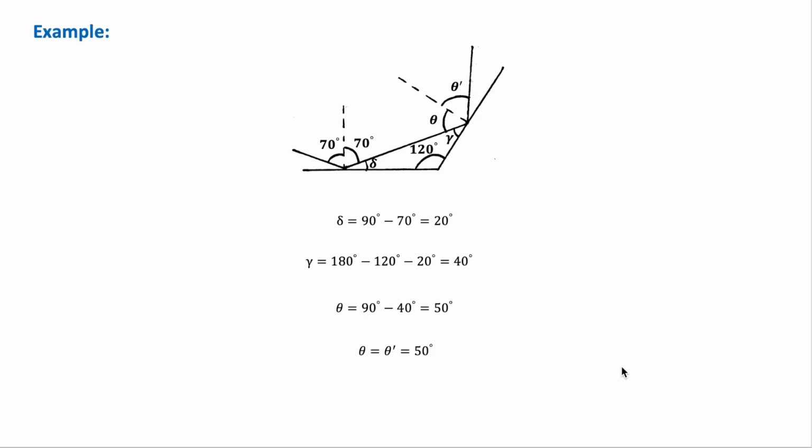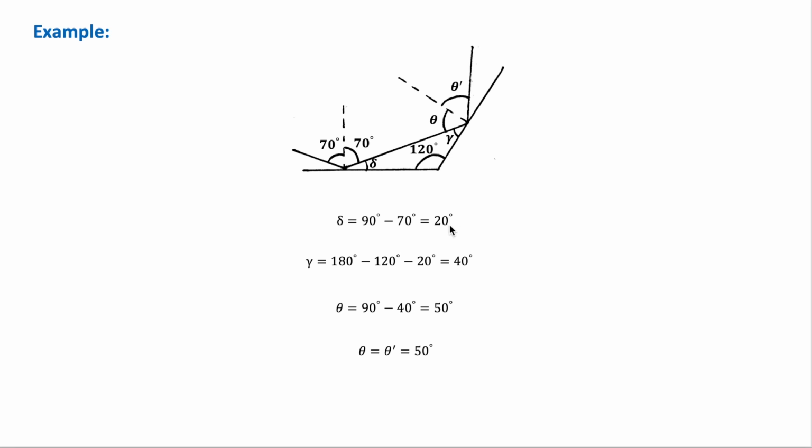So let's consider now an example of two mirrors making an angle of 120 degrees with each other. So this is the first mirror, this is the second. So if a ray is incident on the first mirror at an angle of 70 degrees to the normal, then we want to find the direction of the ray reflected from the second mirror. So we want to find θ dash, okay? So first we find the angle that the reflected ray from the first mirror makes with the horizontal. So it's delta. So delta is equal to 90 minus 70 is equal to 20 degrees.